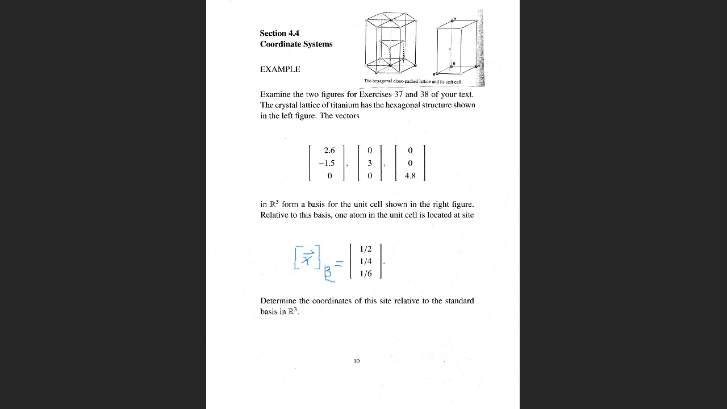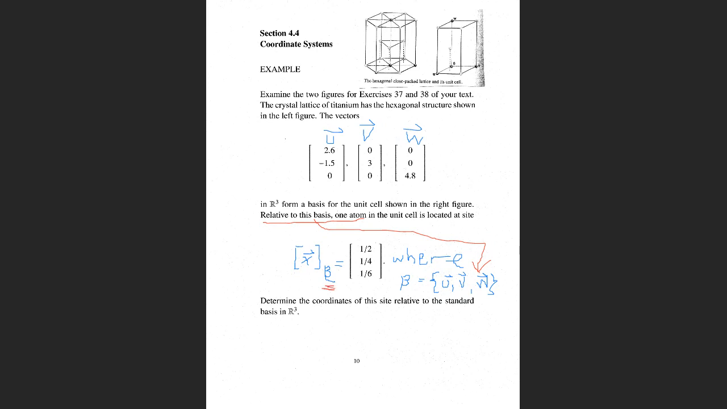Okay, that's where my script B equals U, V, and W. And this is the U, this is the V, this is the W. Okay, and so relative to this basis, and when I say this basis, I mean this basis here, one atom in the cell is located at 1/2, 1/4, 1/6. That's the coordinate vector relative to basis B.